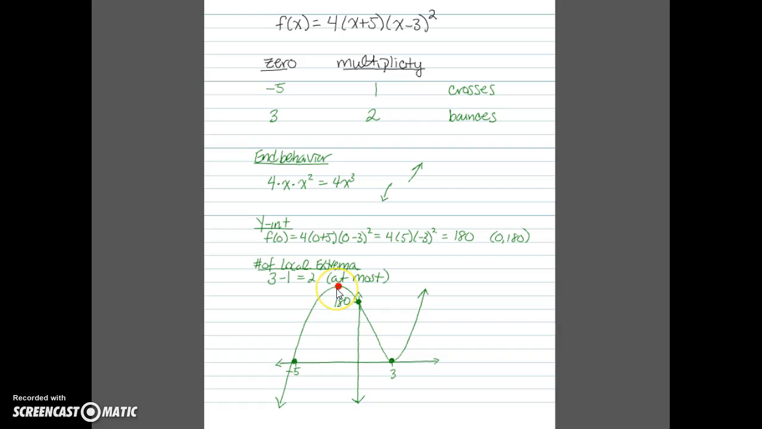Notice I have no idea how high this graph is going, so I'm really just creating a very quick sketch. I don't really know how far up that max is. It could be at the y-intercept. Again, I'm not sure without finding out some more information. I do know that I have a local min here because it is bouncing at the x-axis, so I know that has to be my local min.